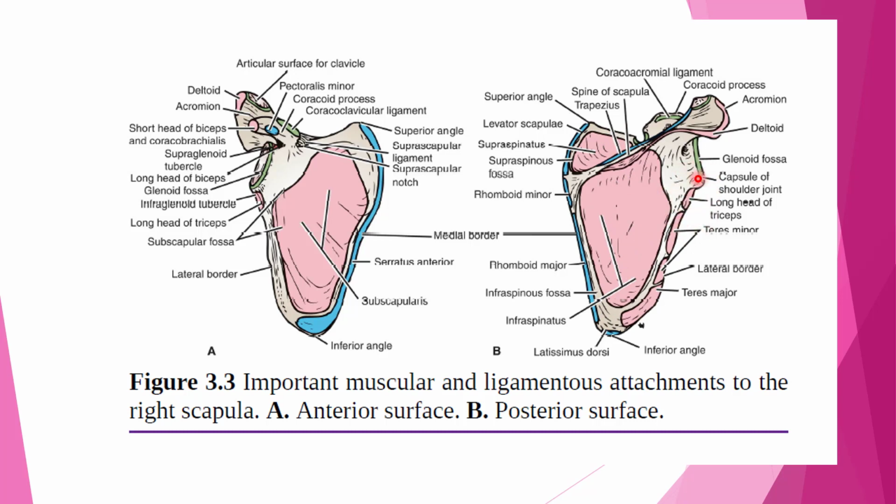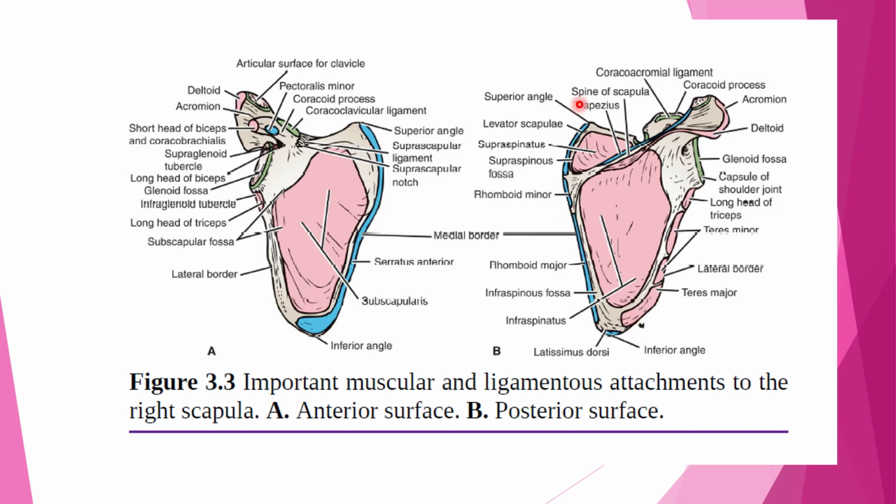Number one is long head of the triceps, then we have teres minor muscle, and then we have teres major muscle. Okay, teres major muscle. At the inferior angle, we have a muscle which is named as latissimus dorsi. See here, this is latissimus dorsi muscle which is present at the inferior angle.